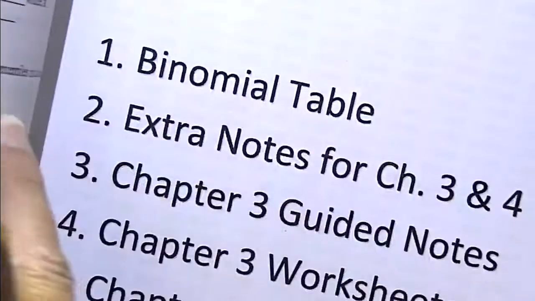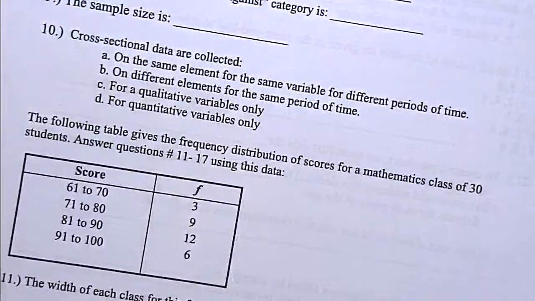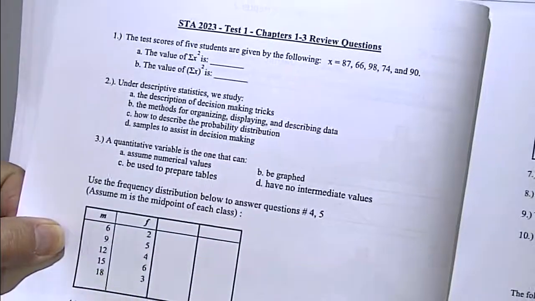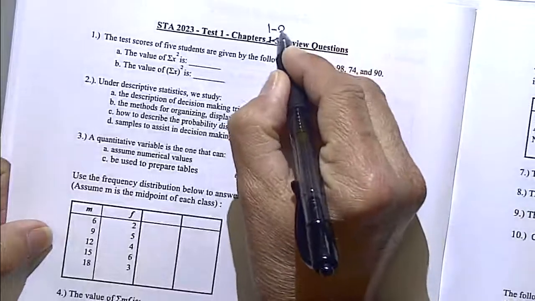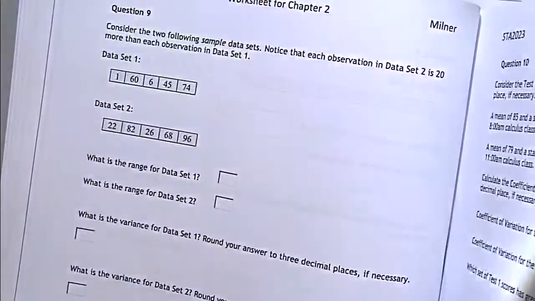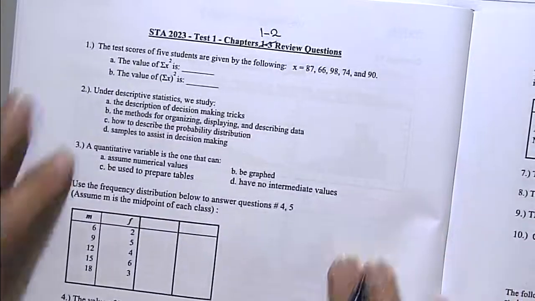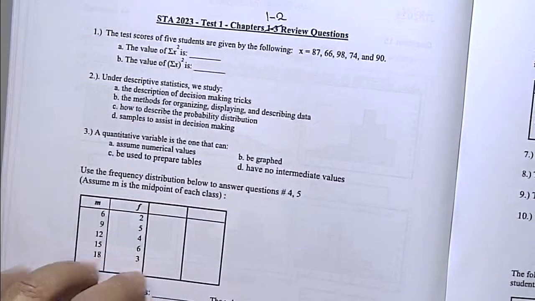I want to go to the back of Module 2 and take a look at your test review, because these review questions say chapters 1 through 3, and you can change that. These are 1 through 2. I don't know what page I'm on. I'm just past the worksheet for chapter 2. I would definitely go through here and work this one.